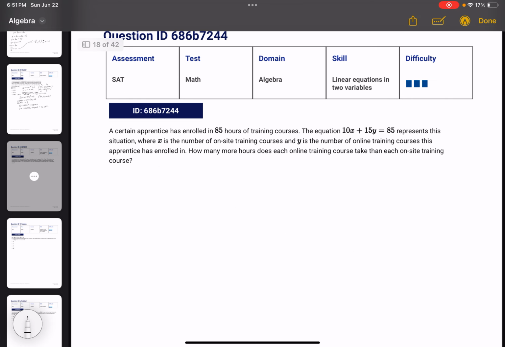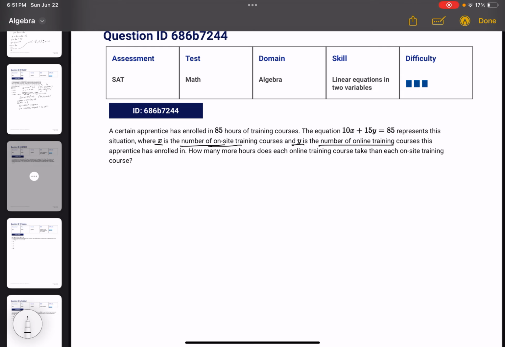A certain apprentice has enrolled in 85 hours of training courses. The equation 10x plus 15y is equal to 85 represents this situation, where x is the number of on-site training courses and y is the number of online training courses this apprentice has enrolled in. How many more hours does each online training course take than each on-site training course?